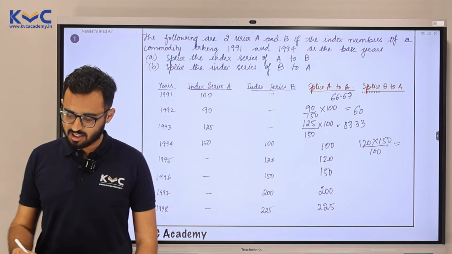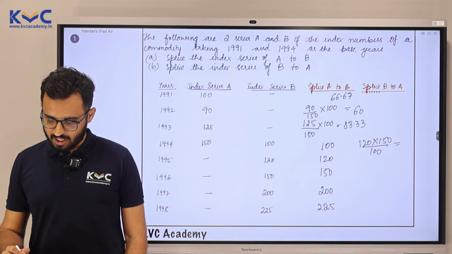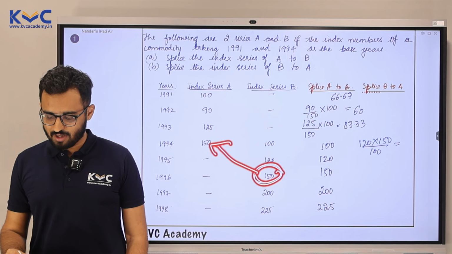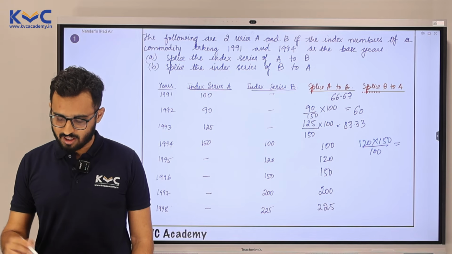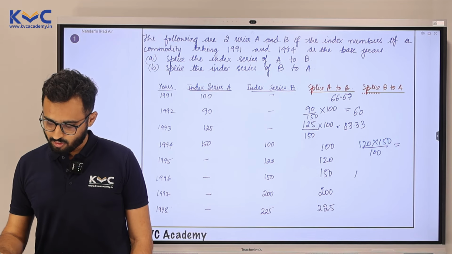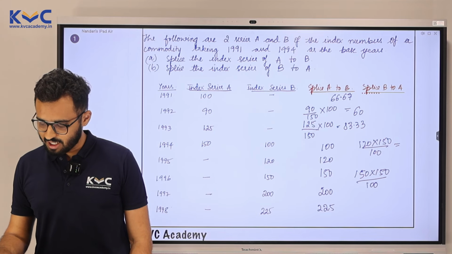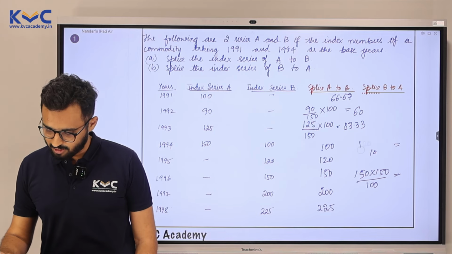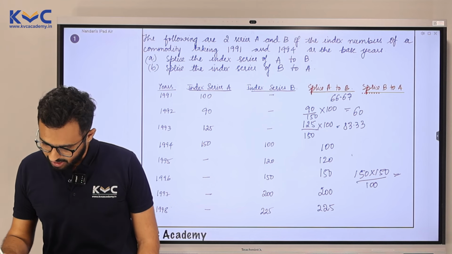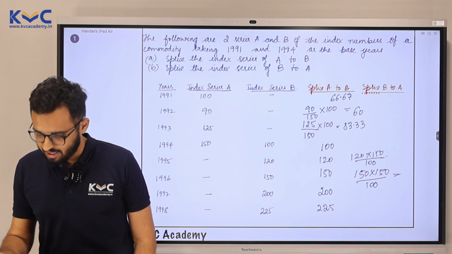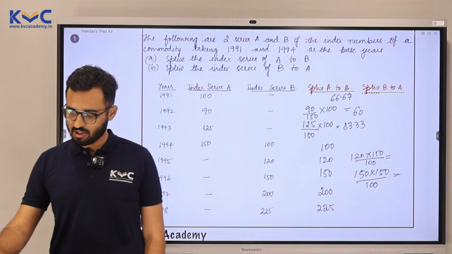What happens to the next year? 150 into 150 divided by 100, correct? So 150 into 150 divided by 100, right? That is how the values will continue. Let me write it right in front of that. So 120 into 150 divided by 100. Correct? So this is how it will continue.